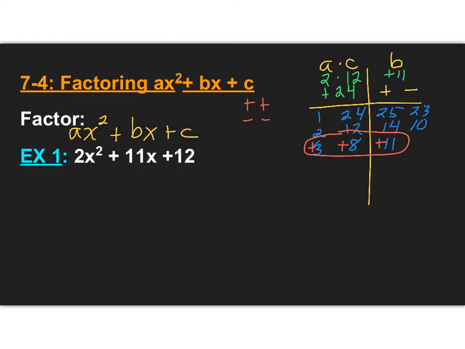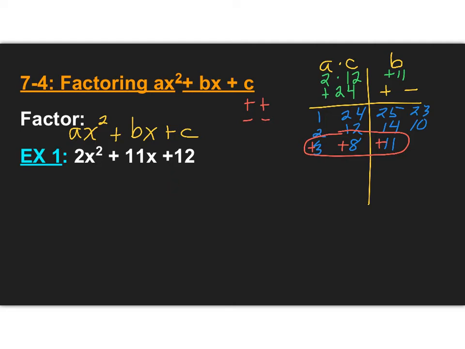However, that's not going to work here, because if I had x plus 3 times x plus 8, if you multiply that out, you are not going to get what we started with at all. You'll get the 11x, but you're going to end up with an x squared here and a 24 here, and that's not our original problem.